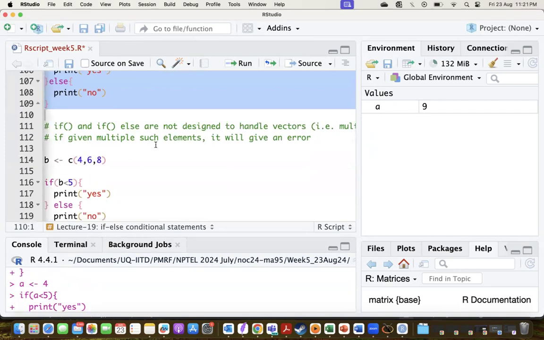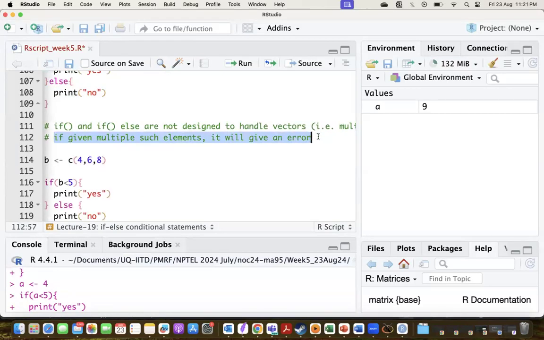Yes, ma'am. Yes. All right. Perfect. Good. Okay. So again, just to stress this point again, if and if else, they're not designed to handle vectors. At a time, they can only handle one value.